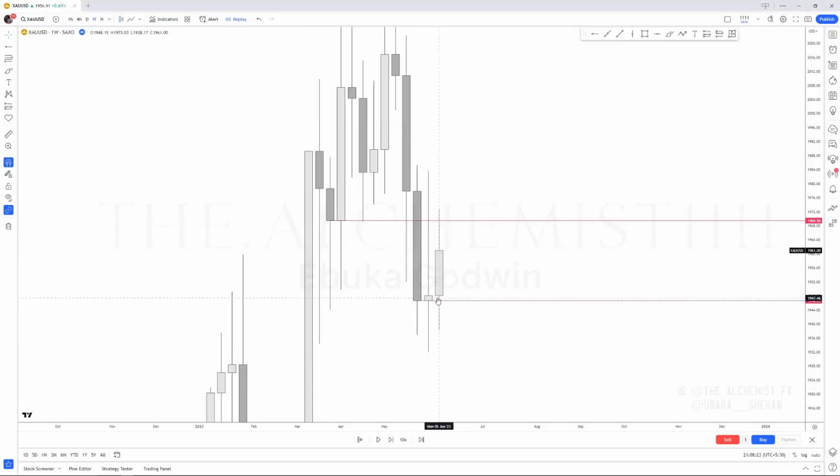So what do we have now? We have weekly rejecting a weekly support. And what's the next thing we need to do? We need to go into the daily time frame to look for a breakout. So let me go to the daily.